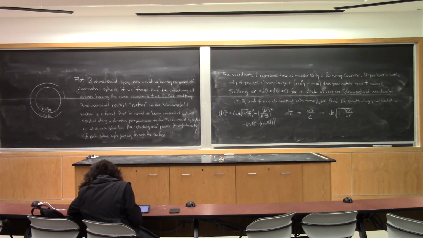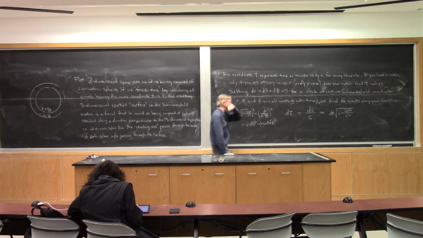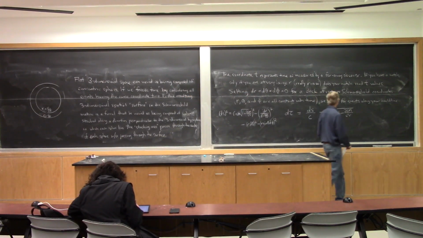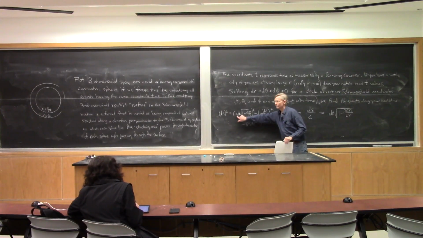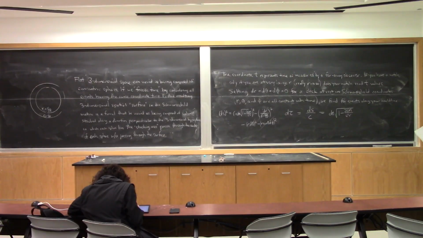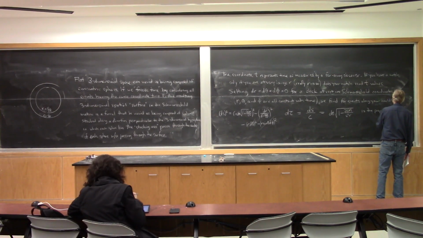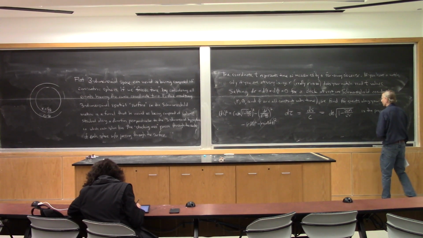dτ is ds over c. So take the square root: ds is c dt times the square root. Therefore dτ, which is ds over c, the proper time interval, is just dt times the square root, because I've divided through by that c right there. So dτ is dt times that square root, which is the proper time interval between events along the world line.